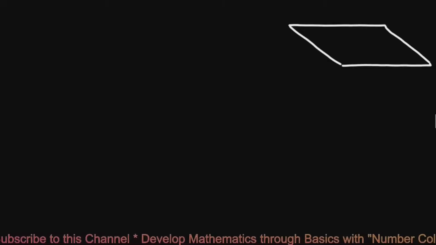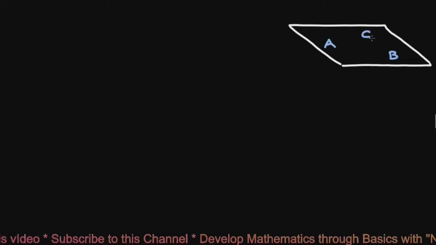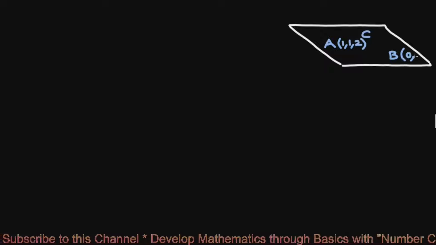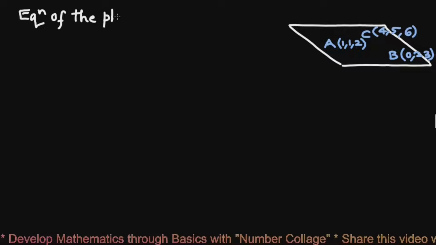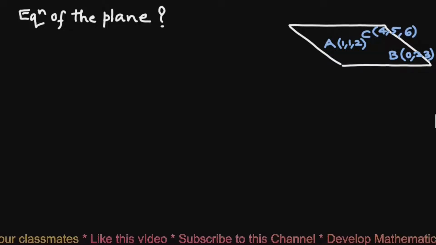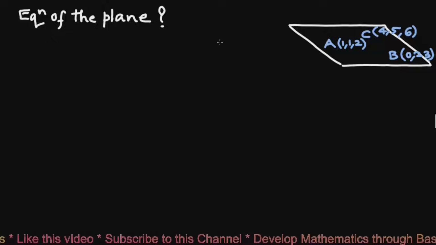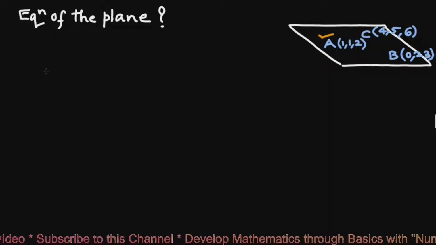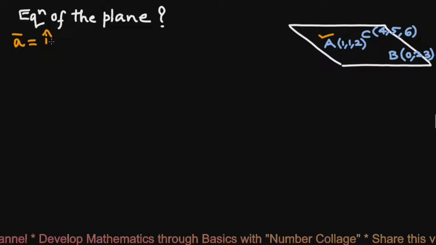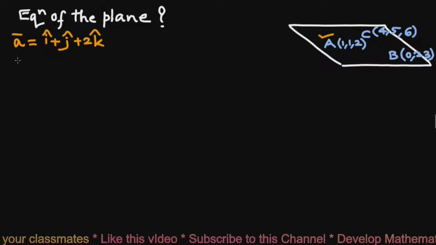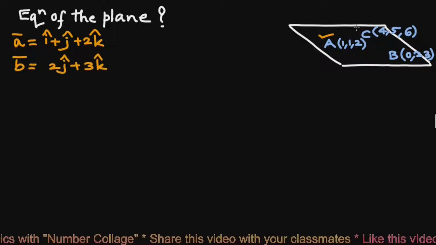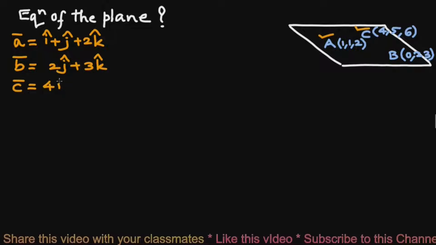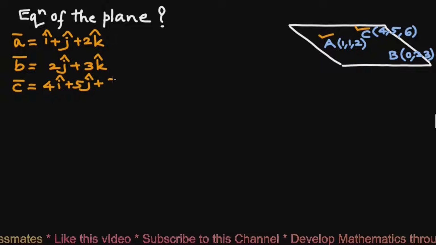Now we will solve a problem based on this. We are given a plane which passes through three non-collinear points A, B and C, whose coordinates are 1, 1, 2, 0, 2, 3 and 4, 5, 6, and we have to find the equation of this plane from the coordinates of these points. First we will find out their position vectors. So the position vector of point A will be A bar equals i cap plus j cap plus 2k cap. That of B bar is 2j cap plus 3k cap, and that of C is C bar equals 4i cap plus 5j cap plus 6k cap.